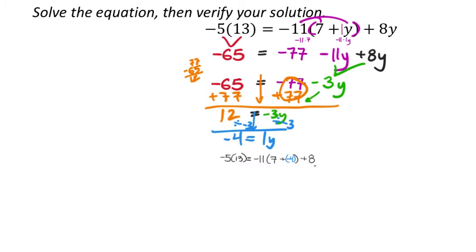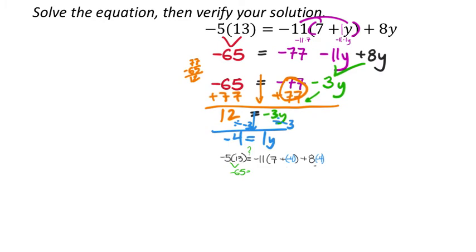Again, especially if your variable ends up being a negative, I would recommend using parentheses like this. Do you really have to? Not necessarily, but I think it's a good practice. Now I'm putting a question mark over the equal sign because I don't know if this is true or not yet. I do know that negative 5 times 13 is negative 65. You can put that in the calculator to check. But the right side of the equation as well, I'm going to put this into the calculator.